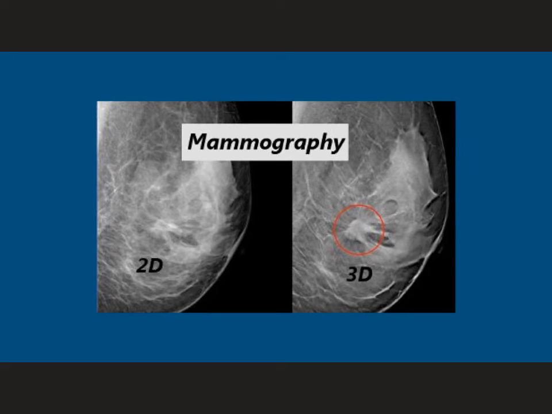And here are some examples of mammograms. On the left we have the 2D one, and on the right we have the 3D one. You can see the tumor clearly in the right one, which uses 3D mammography.